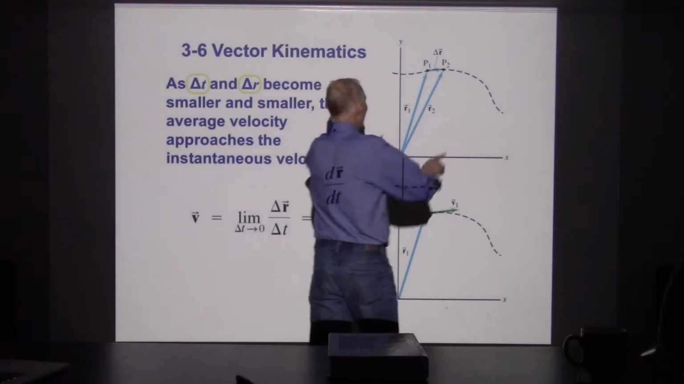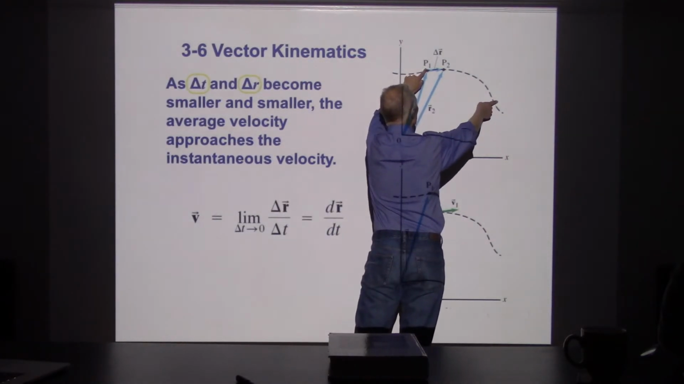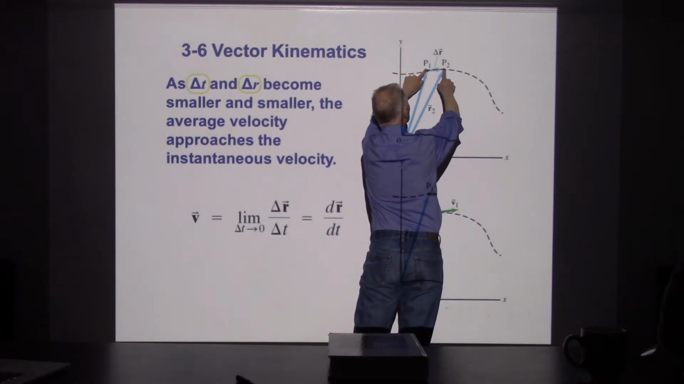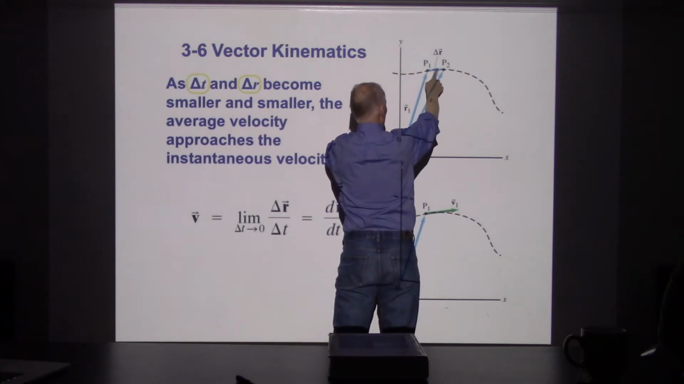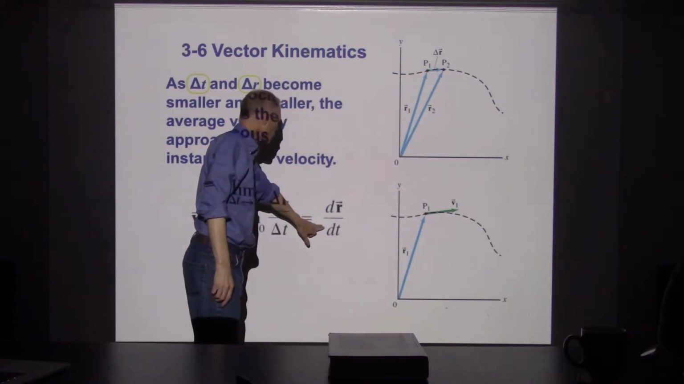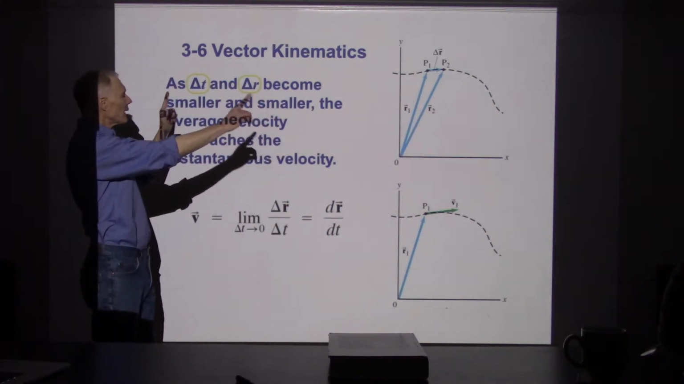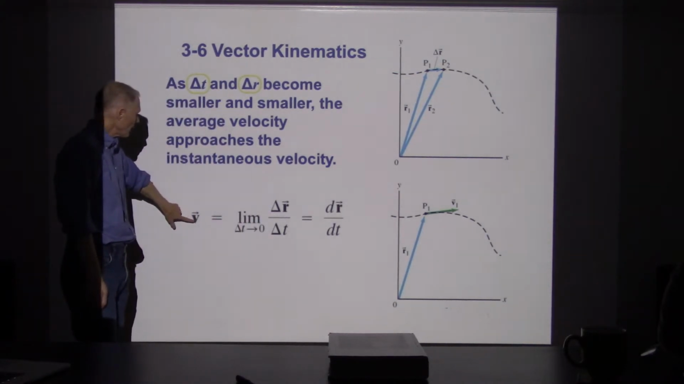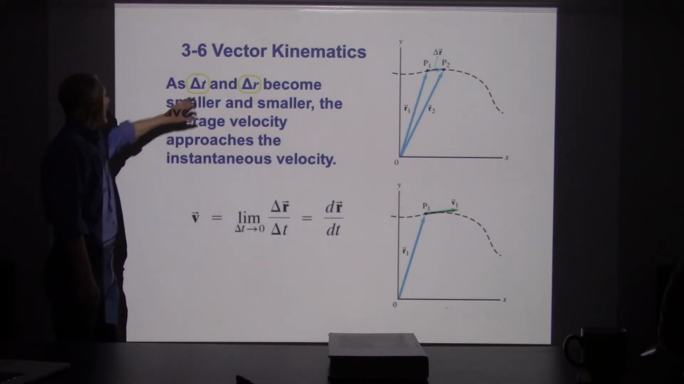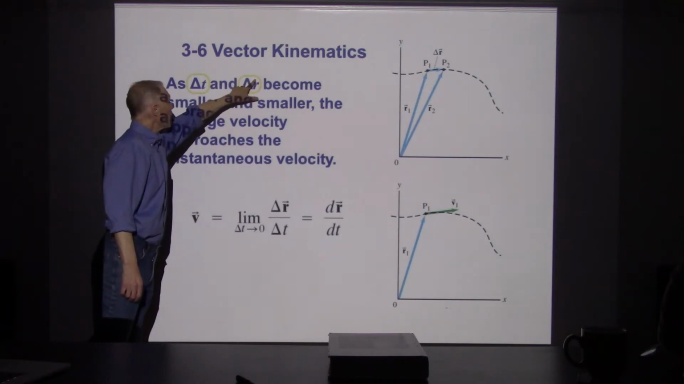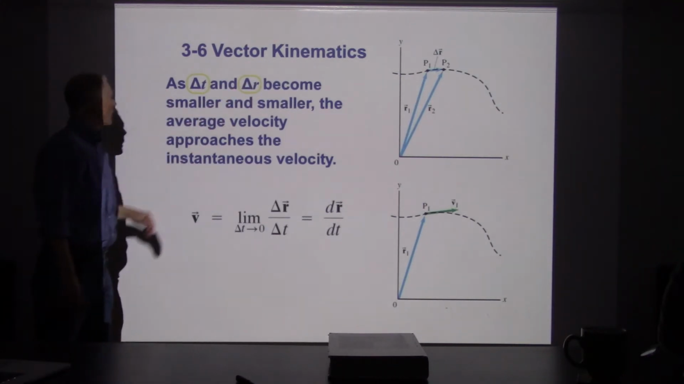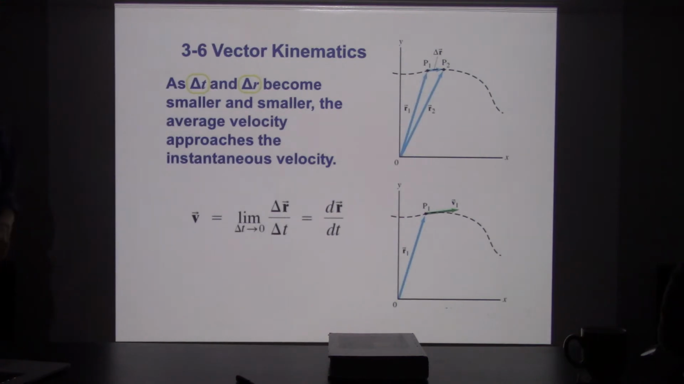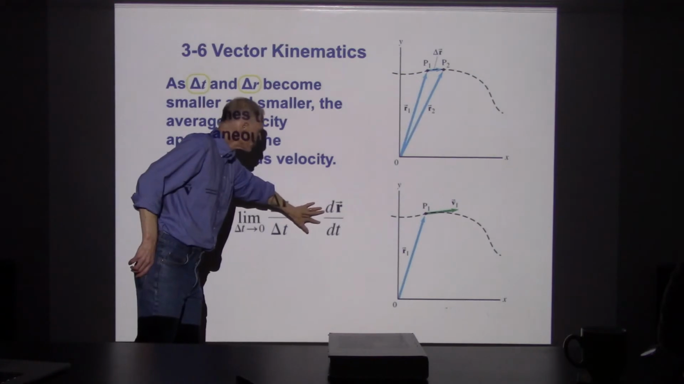So rather than averaging between here and here, what we can do is bring points 1 and 2 close together, and what this represents now is a really short time period. In the limit where we bring those two things together, we're going to have what we call the velocity vector. This is now velocity. As delta t and delta r, that needs a vector sign on it, become smaller and smaller, the average velocity approaches the instantaneous in the limit. That turns into a derivative.